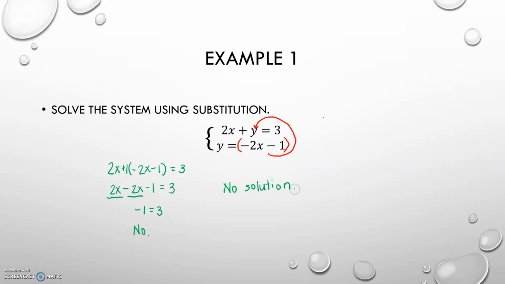If I were to graph this, it would mean that when I graph the first line and then the second line, they're going to be parallel. They're never going to cross. So this one would just be no solution.